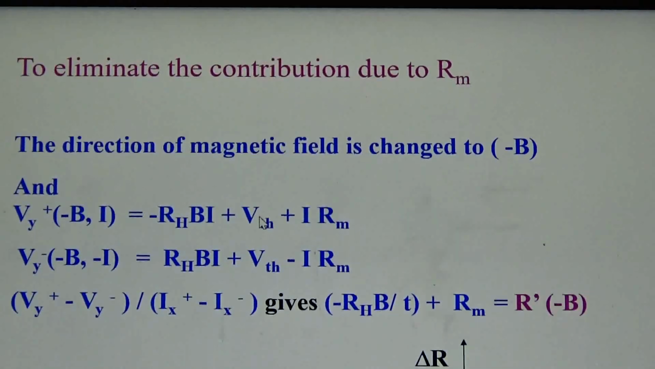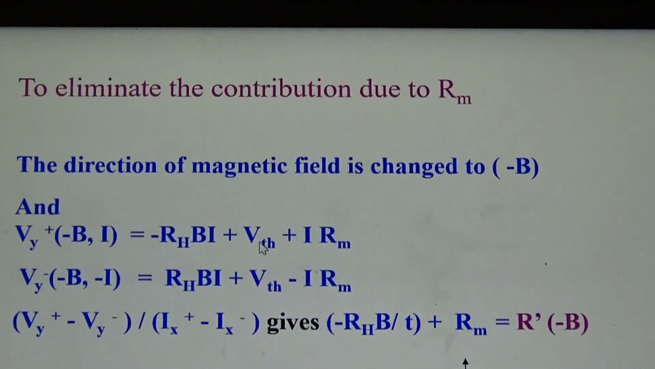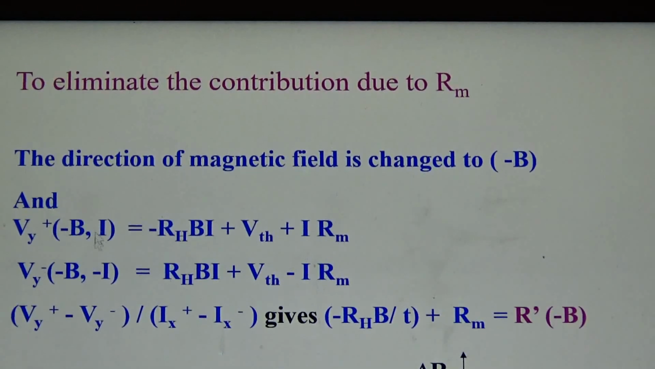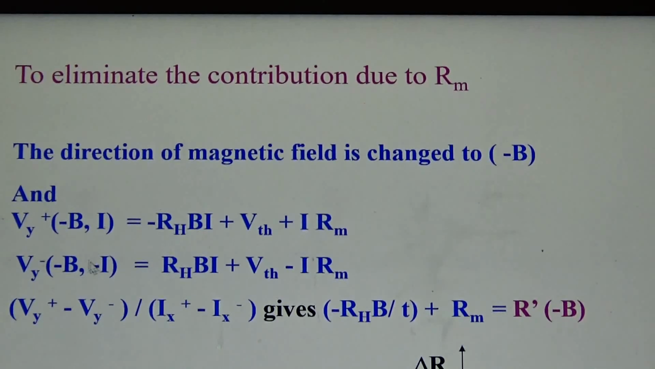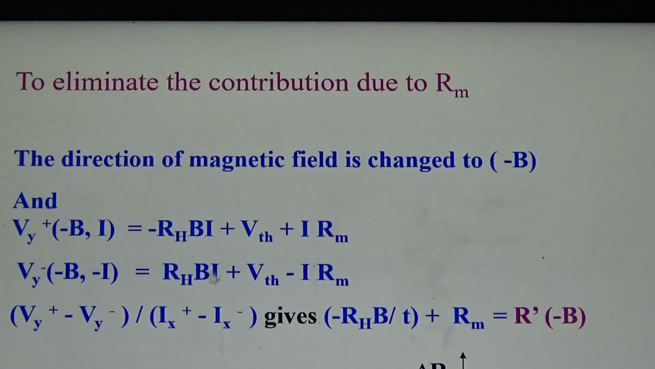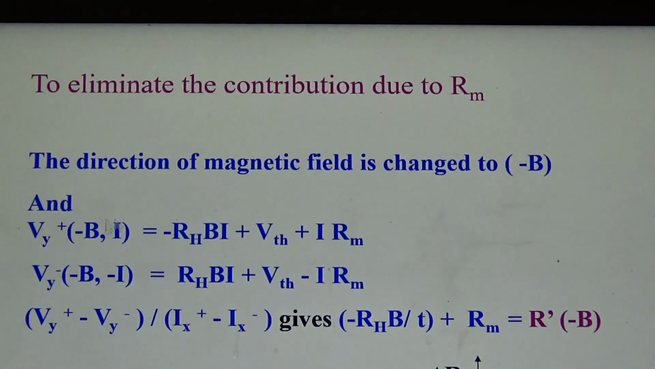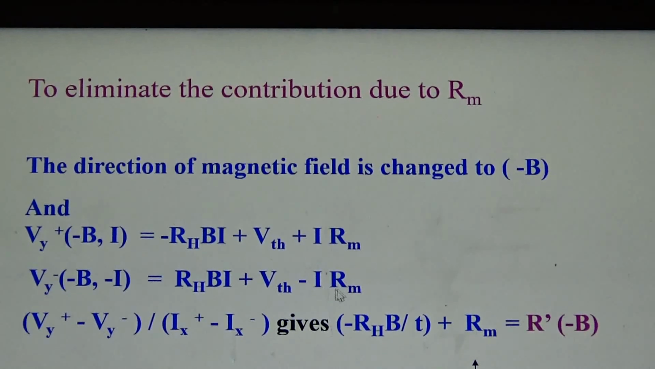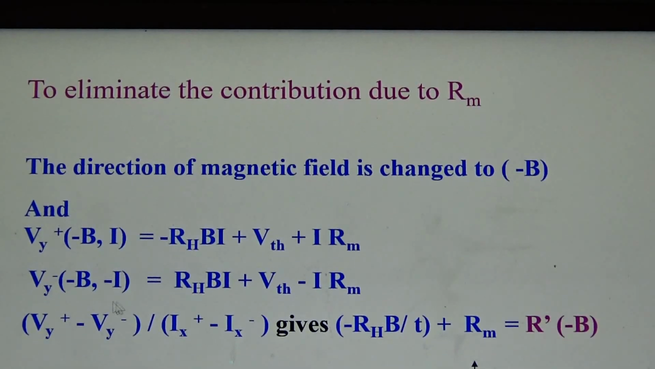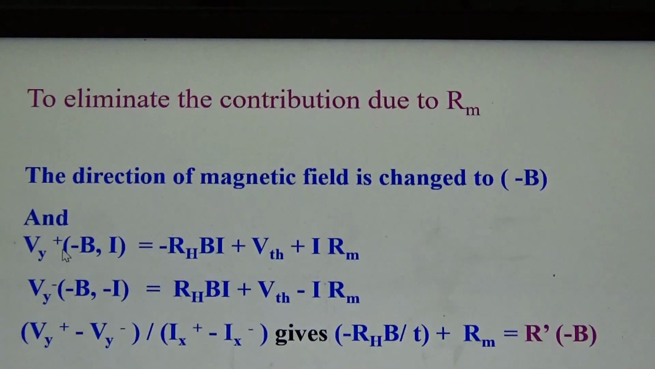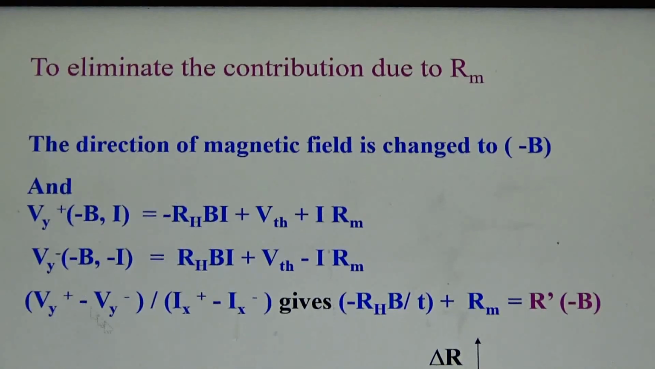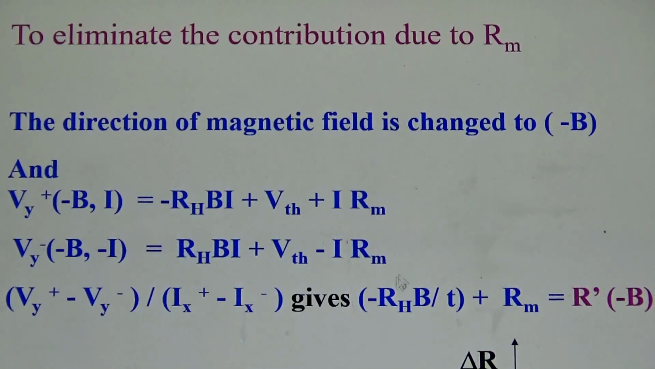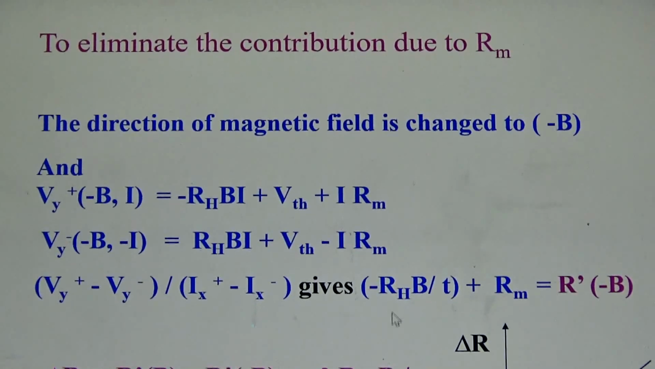Of course, we can get rid of it by changing the current direction. When we change both the current and the magnetic field direction, that is V at minus B, you see that the Hall voltage, because both are changing sign, becomes positive, whereas the magnetoresistance contribution only becomes negative. So if you now add these two, V at plus B and V at minus B, in fact you are subtracting out those contributions, and you only get the contribution from the Hall voltage.